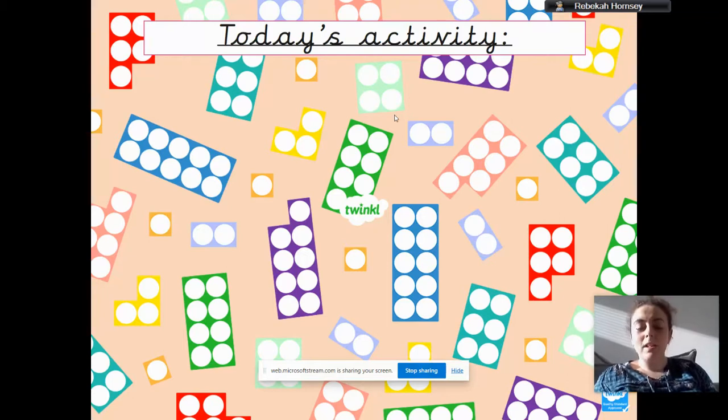Remember to practice number bonds to 20 and to 10, and tomorrow we'll be looking at number bonds to 20 again.